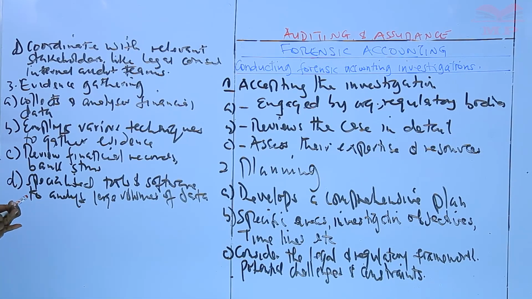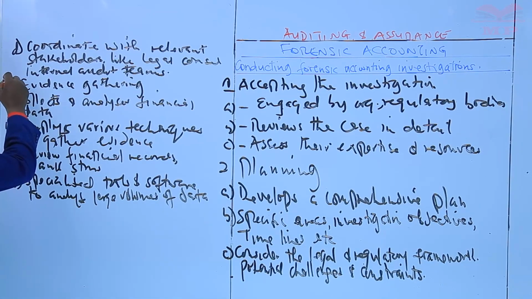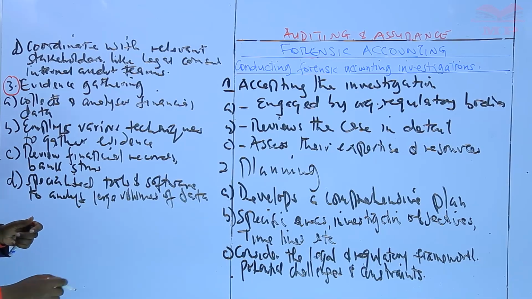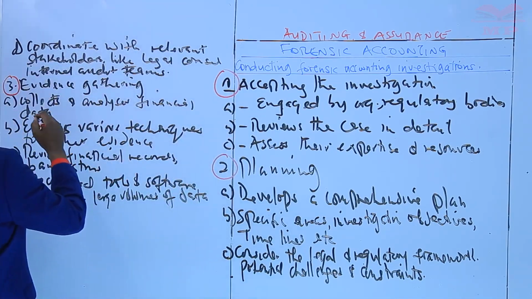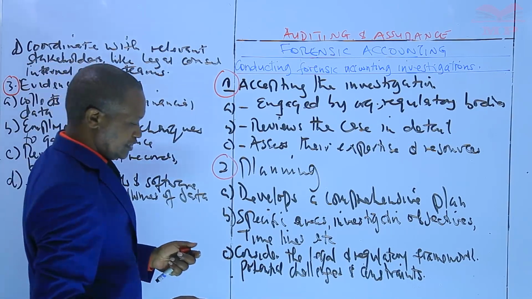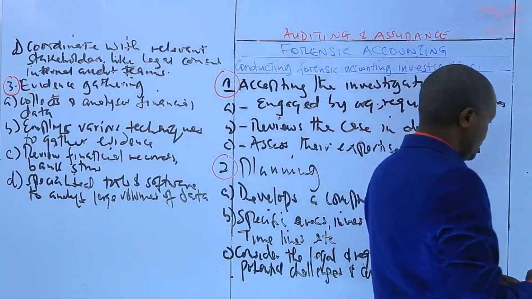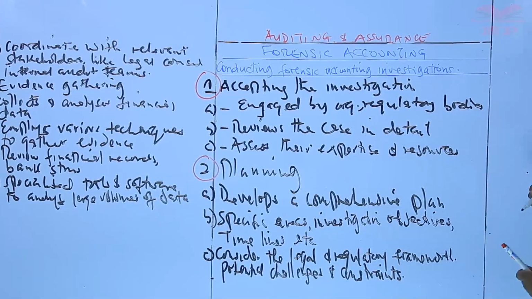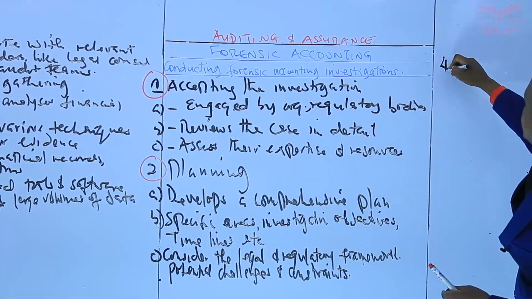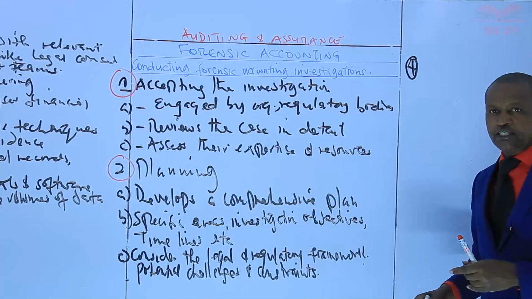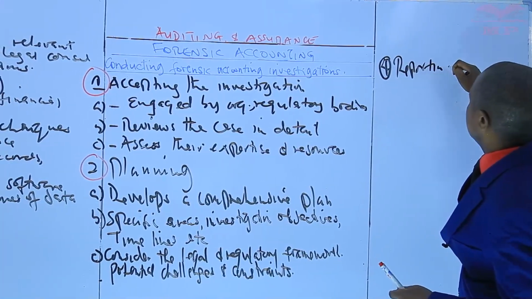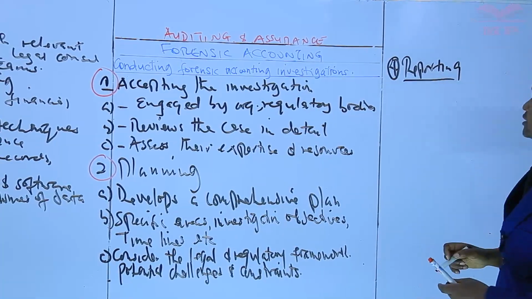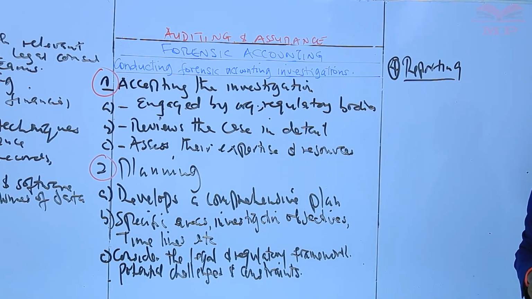This is step number 3, evidence gathering. Then lastly, I'll move to the fourth step, which is reporting. Reporting is the last step.